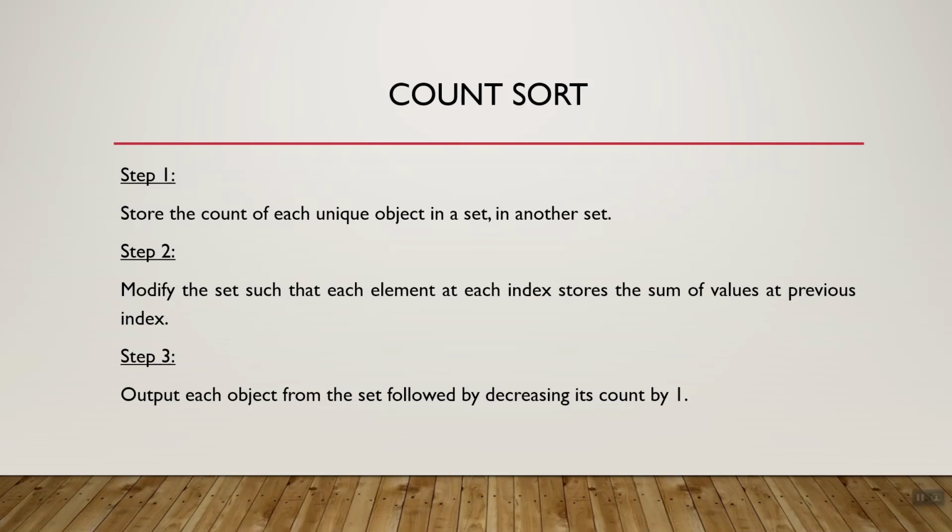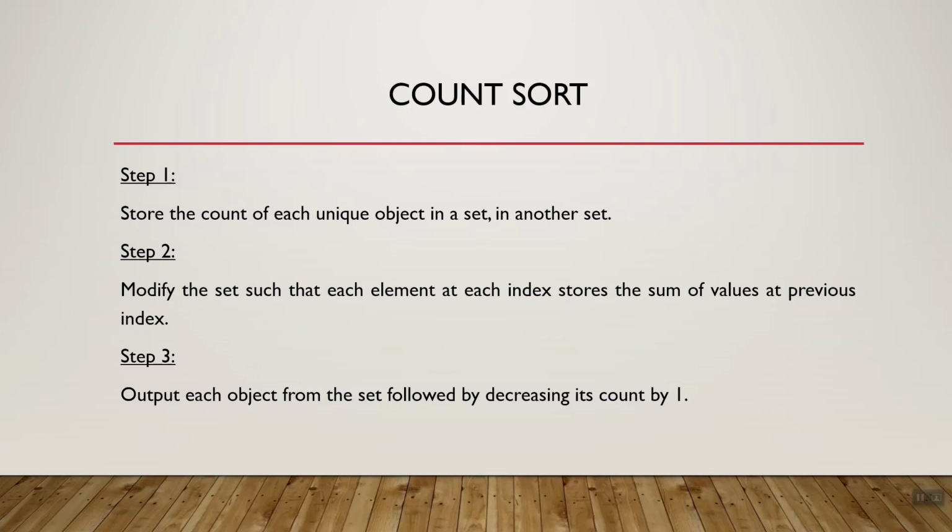In step 1, we store the count of each unique object that is present in a set in another set. Step 2, we modify the set such that the element at each index stores the sum of the values at the previous index. Step 3, we output each object from the new set, followed by decreasing its count by 1.